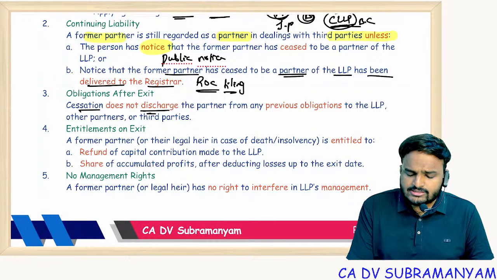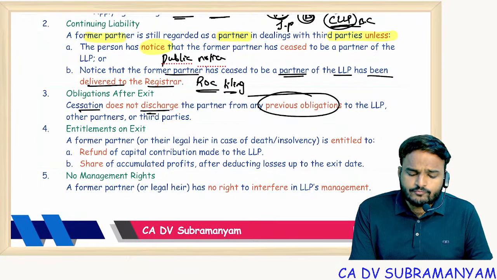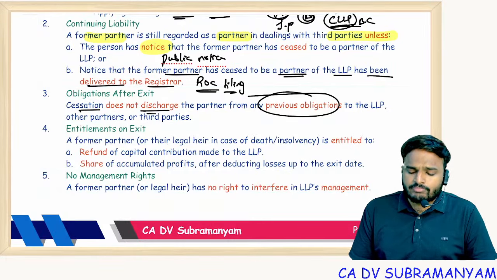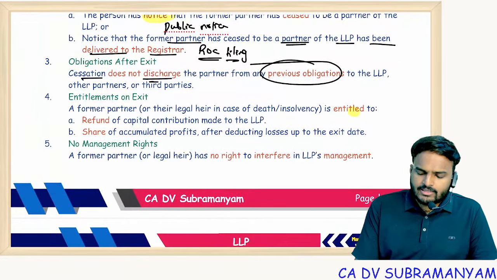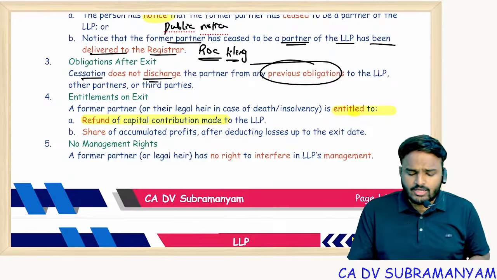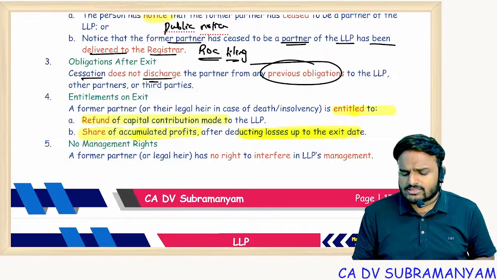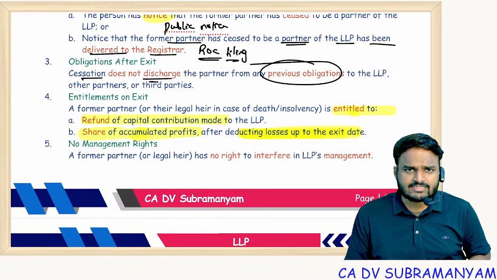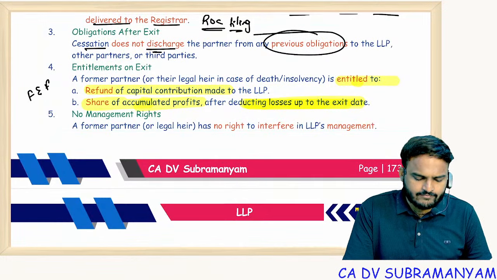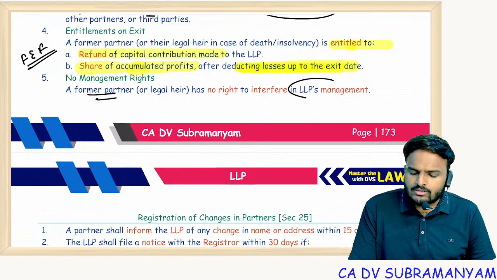Cessation does not discharge previous obligations. Cessation discharges you from future obligations, whereas there will be no impact on previous obligations. The former partner is entitled to the refund of his capital contribution, whatever he contributed so far, and whatever profits he is entitled to after deducting accumulated losses up to the date of his exit. So final settlement to be done. This is nothing but full and final settlement, F&F. No management rights. The former partner will lose management rights.